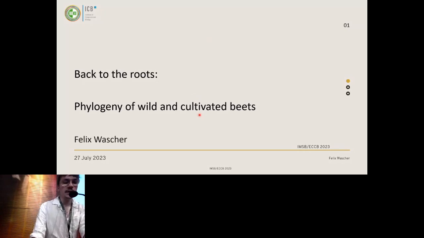The main aim of the study was therefore to understand the phylogeny of sugar beets and its wild relatives. I will talk a little bit about the data.